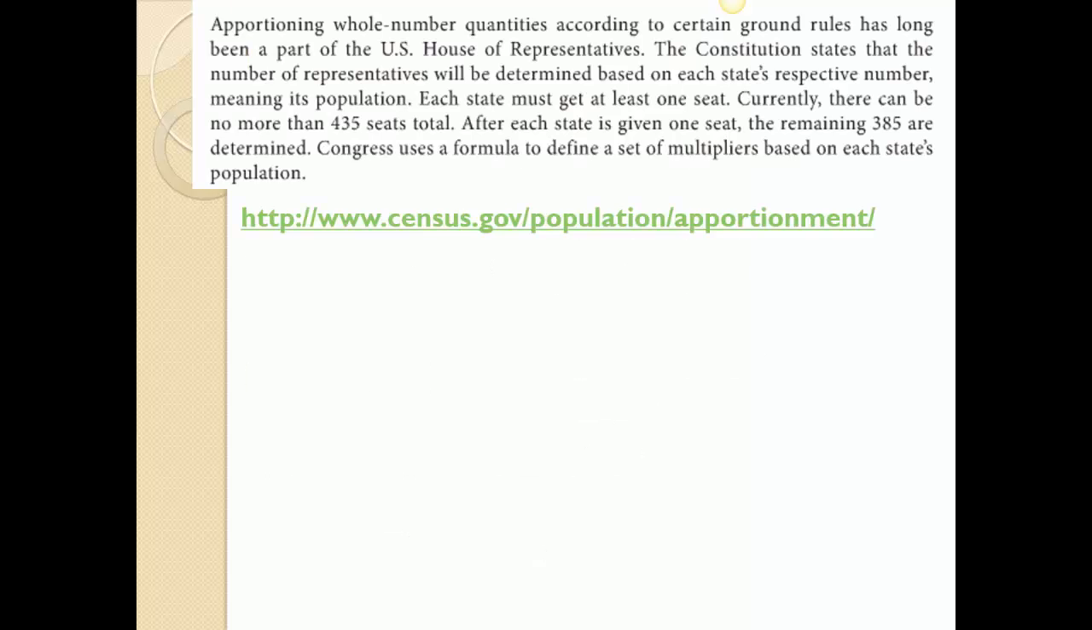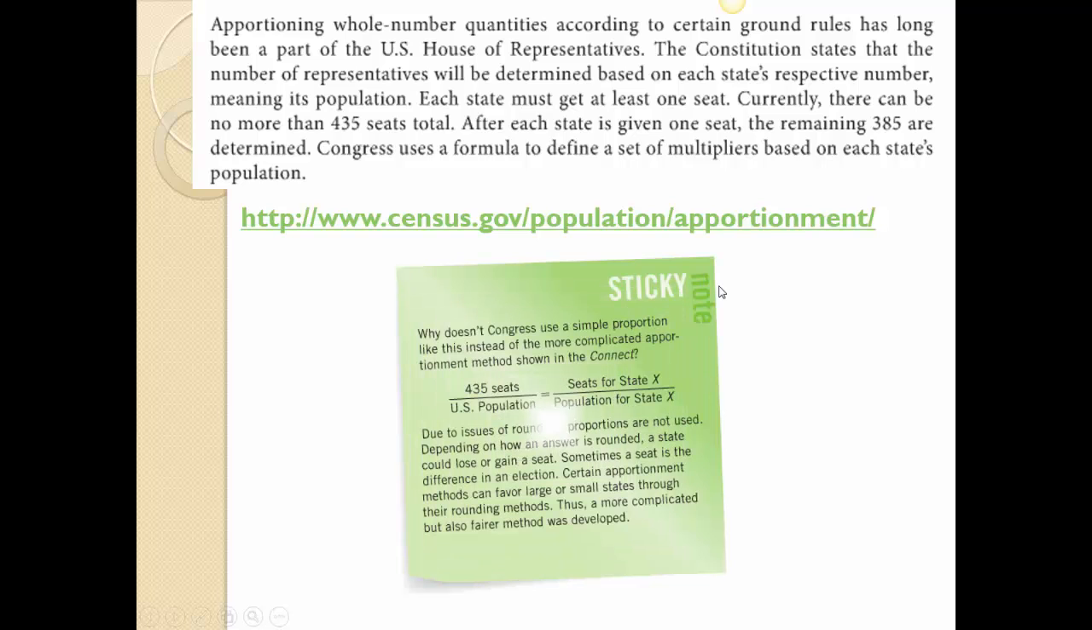Now, just an interesting observation that apportionment of whole number quantities according to rules has been part of the U.S. House of Representatives. And so every 10 years when we do a census, we look at the population and determine how we're going to allocate the 435 seats total. And that's based on allocations. And you could take a look at this website if you like. It gives you some interesting information on how that works.